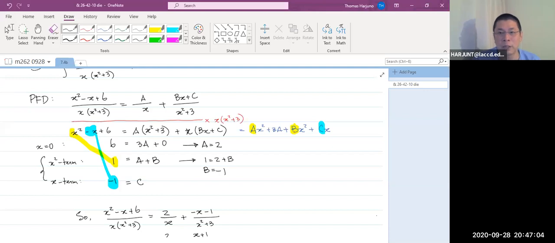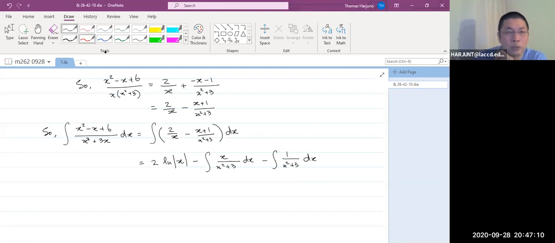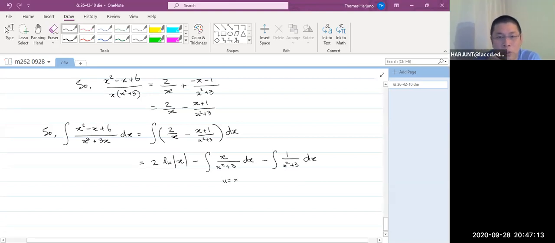Okay, then from here, I will do u substitution, I guess. So u equals x squared plus 3. So du equals 2x dx. So the integral there will be 1/2 integral du over u minus. Do you remember how to integrate this? What is the a in this case? Square root of 3?